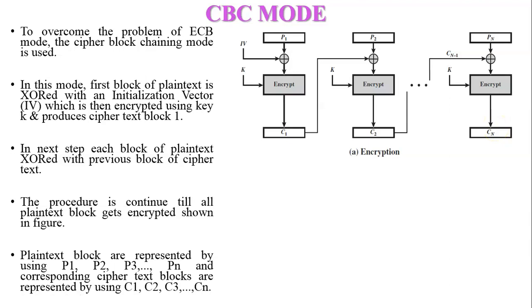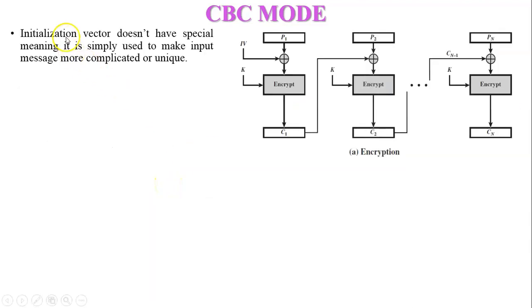There is one drawback of this system: if there is any error or some of the bits are corrupted in C1, this error is continuously propagated in the encryption system and it generates corrupted ciphertext. Next, the initialization vector doesn't have a special meaning. It is simply used to make the input message more complicated or unique. So this is the use of initialization vector.